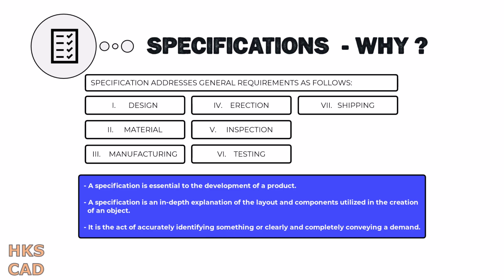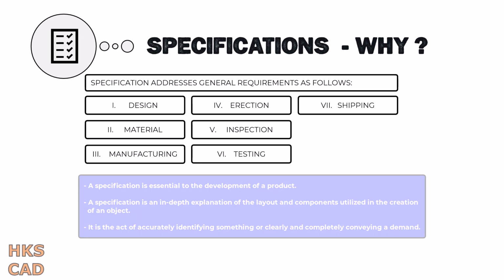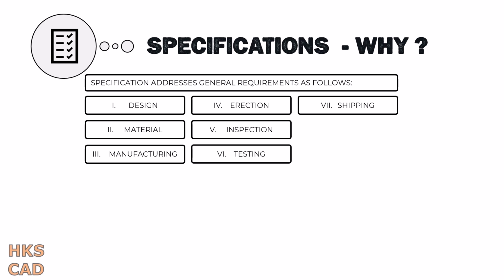A specification is an in-depth explanation of the layout and components utilized in the creation of an object. It is the act of accurately identifying something or clearly and completely conveying a demand. 3 fundamental sorts of specifications are possible.